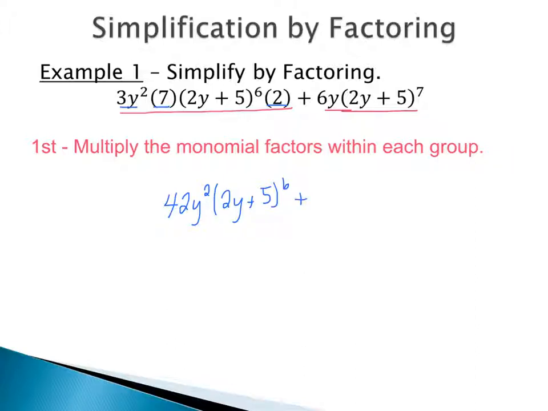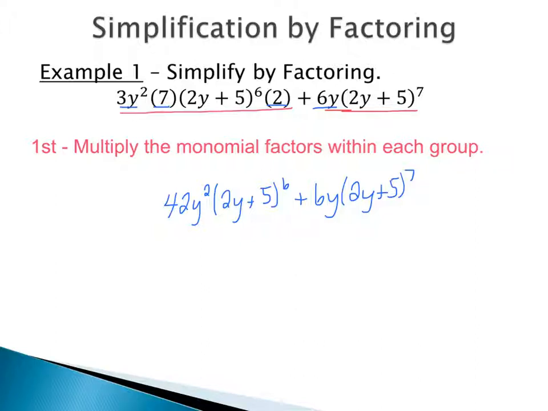In my second group, I only have one monomial factor. I only have that 6y, so we don't have any simplification to do there. I'm going to keep that 6y. And then we have (2y plus 5) to the 7th. Now we have something that looks a little bit more like what we were dealing with.